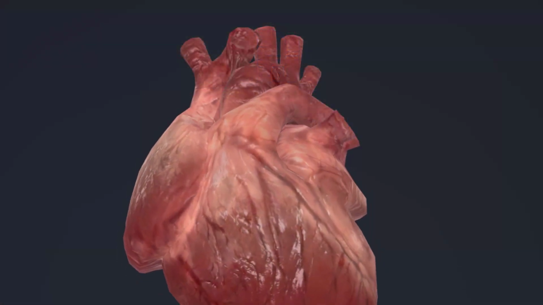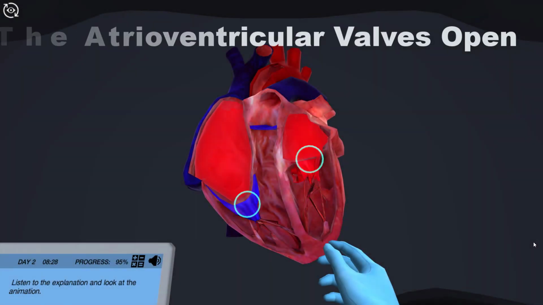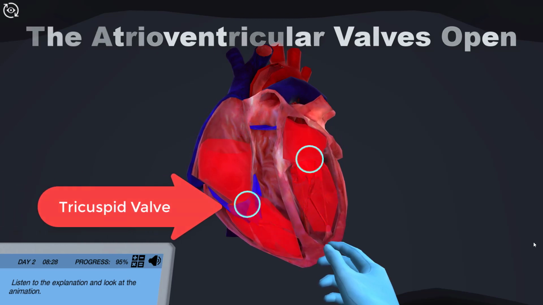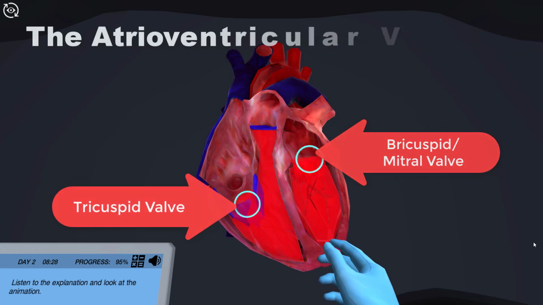Let's learn about the heart valves. Let's follow the movement of the valves during a heartbeat. The atrioventricular valves open so the blood can move from the atria to the ventricles. The one on the right is called tricuspid valve and the one on the left is called bicuspid valve.